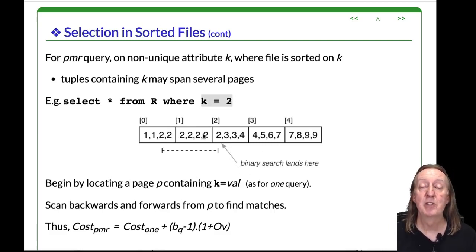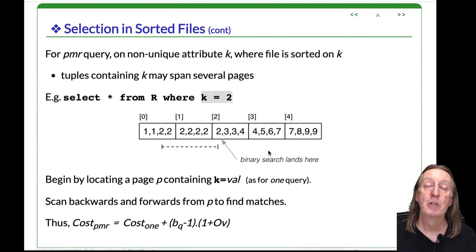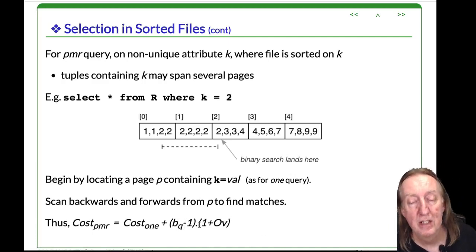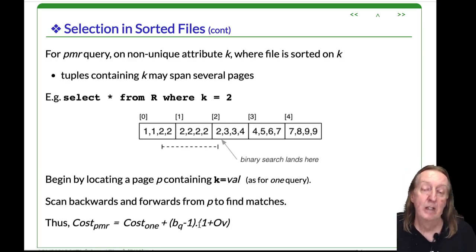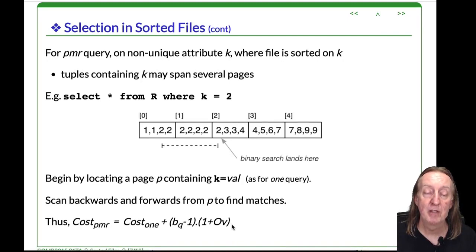Once we've done that binary search, then we have to scan backwards and forwards a number of pages to find all of the matching tuples. How many pages do you have to scan backwards and forwards? Well, I've already talked about the quantity BQ as being the number of pages that contain matching tuples. And for each page that contains matching tuples, it may have associated overflow pages, so we take account of that cost.